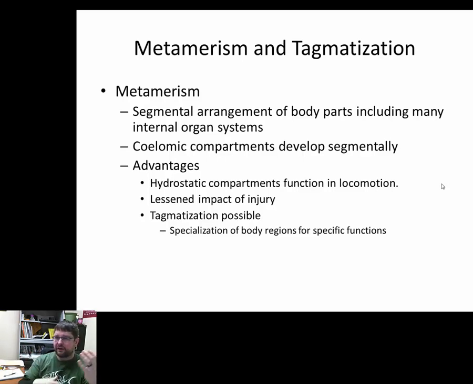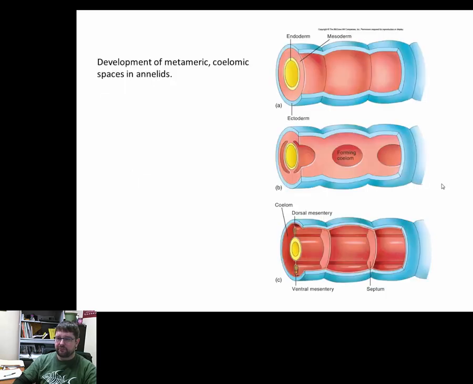Okay, so you can lessen lots of things. You can lessen the impact of injury. Okay, you can specialize body regions. You can form hydrostatic compartments to help with locomotion and protection. There's lots of things that are going on by being able to separate each segment of the body independently.